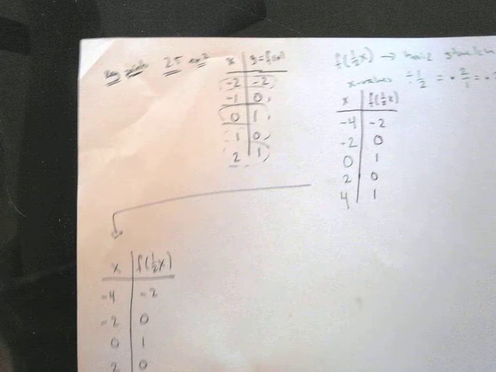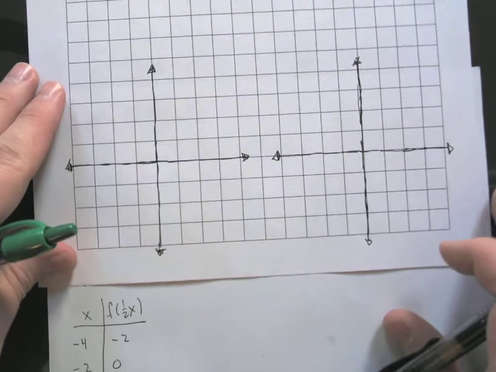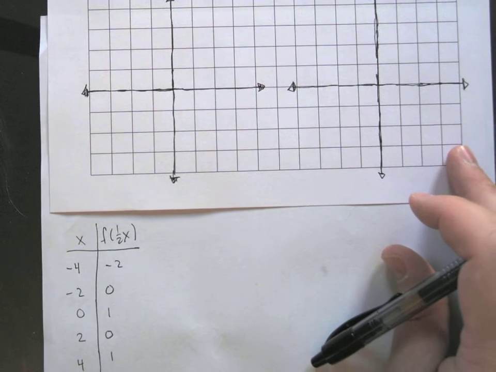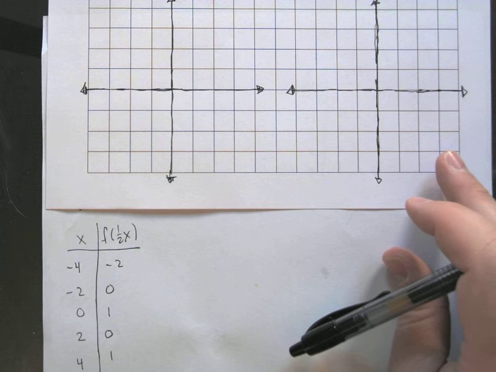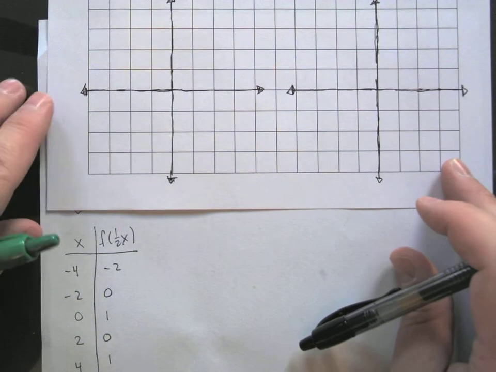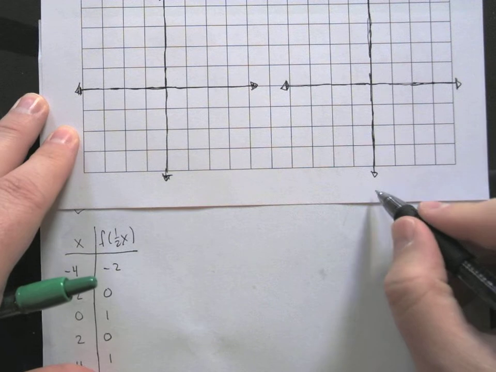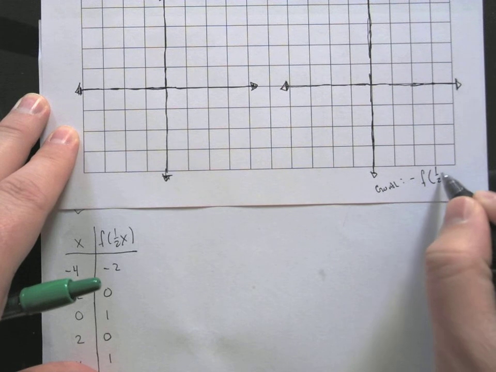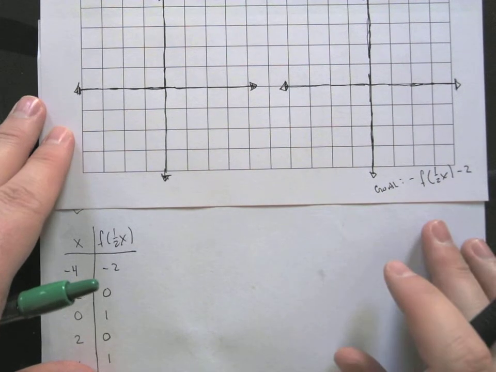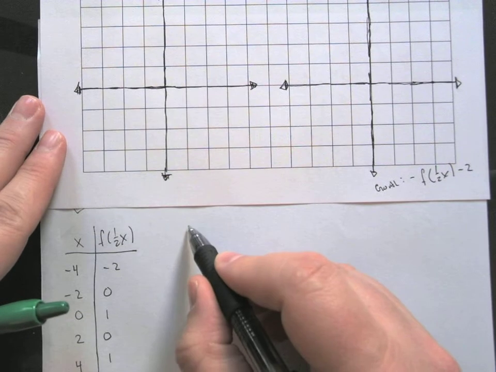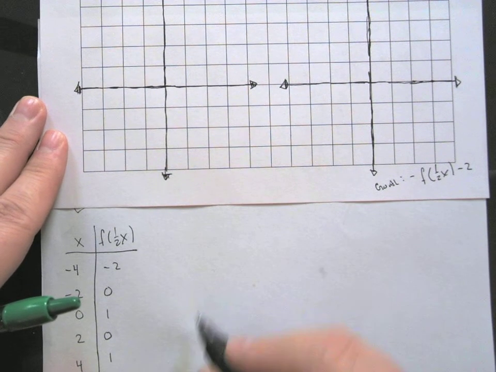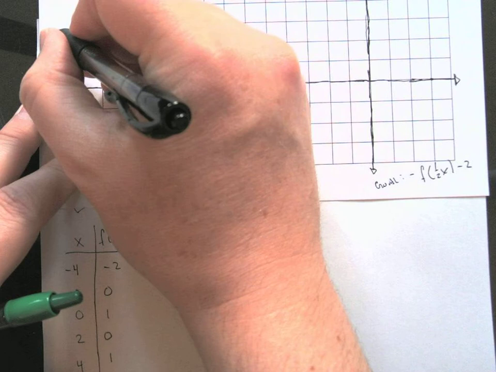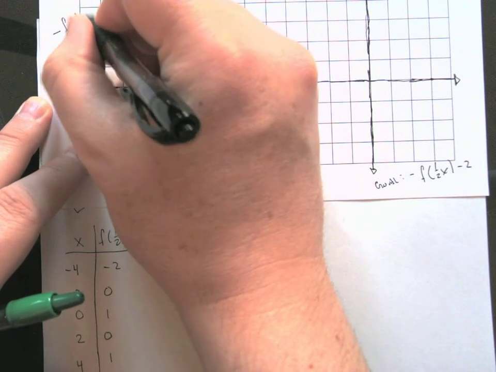Okay, so here's our setup, right? Let's see if we can get this all balanced out so we can see everything. That's close enough for now. So the next step is going to be, again, our goal. We want negative f of 1/2 x minus 2. So the next step is going to be, where should I write this? This is going to be the negative version of f of 1/2 x.